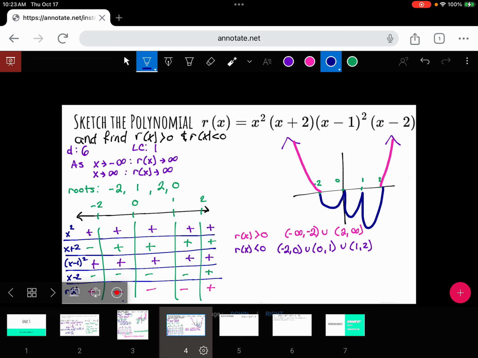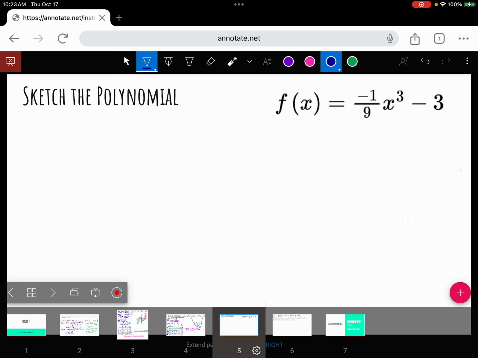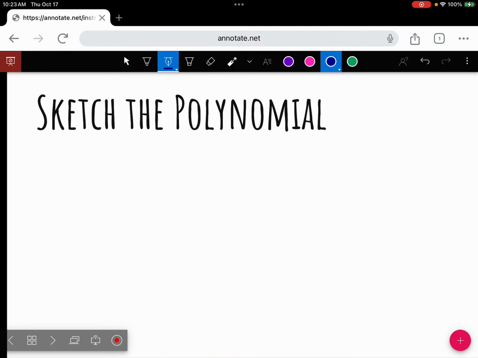We're going to do one more like this because one of the ones on the homework is kind of obnoxious. So we're going to do one very much like 15. We're going to do the same thing here, but the instructions just say sketch here. So we have our -1/9 x cubed minus 3. So first things first, what's my degree? 3. What is my leading coefficient? -1/9.